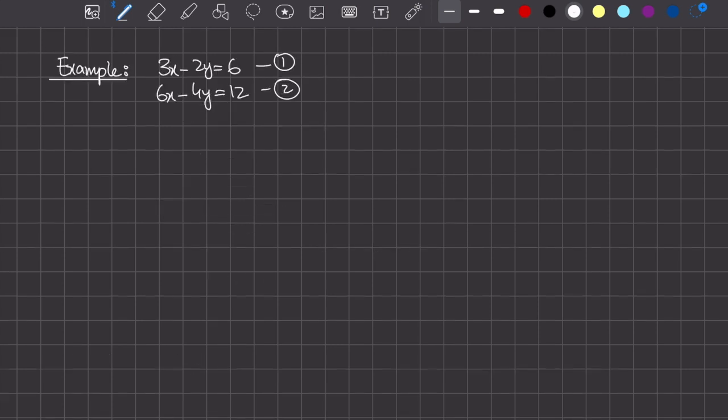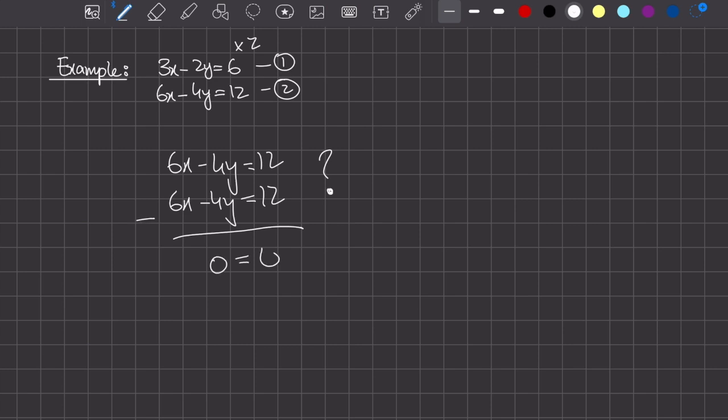Another system is given by 3x minus 2y equals 6 and 6x minus 4y equals 12. This question is also easily solvable using elimination. If we multiply the first equation by 2, it becomes 6x minus 4y equals 12. Then we simply subtract the equations. Oh, wait! The two equations are the same, which means the two lines overlap, or there are infinitely many solutions. This results in the scenario 0 equals 0, and this is the characteristic of a dependent system.